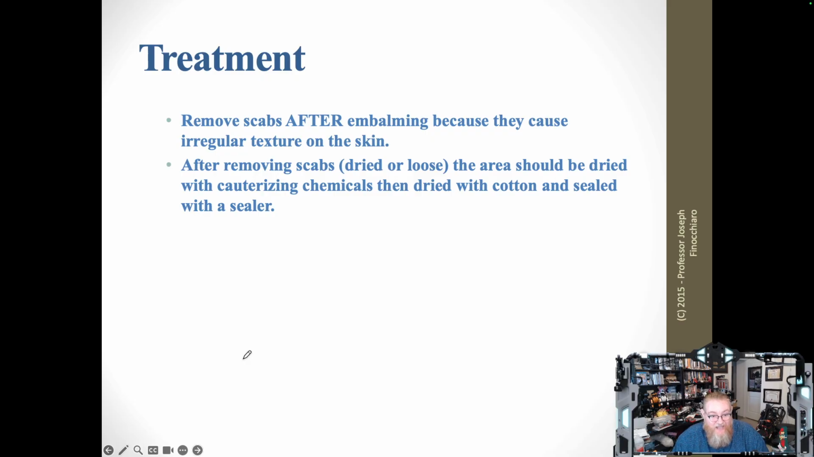Remove scabs after embalming because they cause irregular texture on the skin. One of the ways you can prevent discoloration from the fluid is by leaving the scab in place. Once it's done, we can take the scab off, apply a cautery compact to it to dry it out, and away we go. And it says it right there, after removing scabs, dried or loose, the area should be dried with a cauterizing chemical and then dried with cotton and sealed with a sealer.